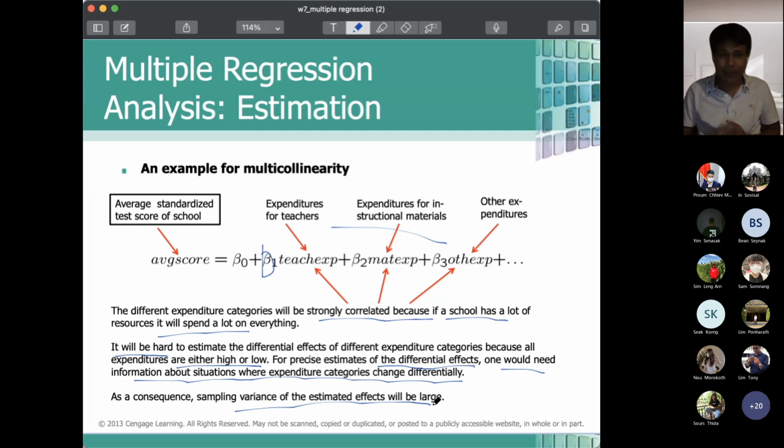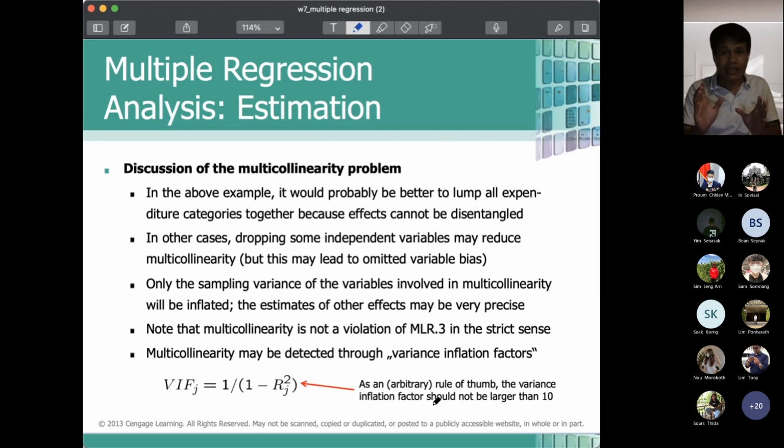So let me repeat. Perfect collinearity is the issue for an unbiased estimate. Multicollinearity is the issue for the variance of the estimate, or the standard error. When we have the variance, we can find the standard error. So two different issues lead to different effects. Let me finish this slide before we break the discussion on the multicollinearity problem.